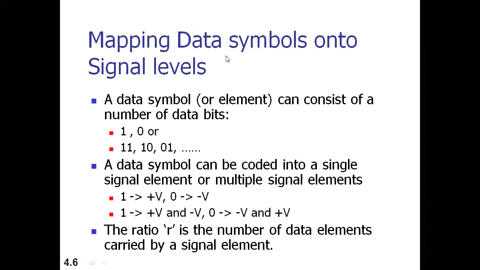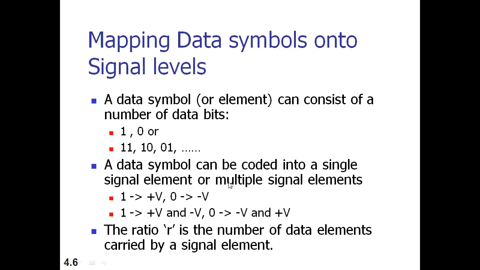How are we going to map digital data symbols onto signal levels? The meaning of this is how the actual data is converted into signal levels. A data symbol can consist of a number of data bits. So it can be 1, 0, a single bit we can say, or it can be 2 bits, that is 11, 10, 01, 00 and so on.